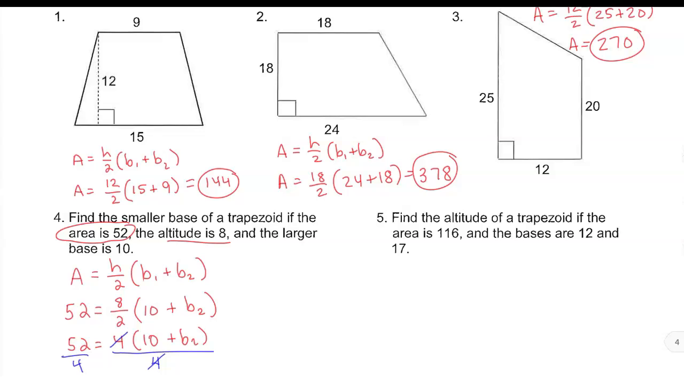So you end up with 13 equals 10 plus B2. Subtract 10 from both sides. The shorter base is 3.